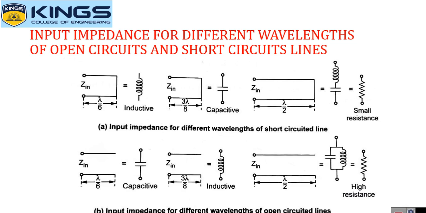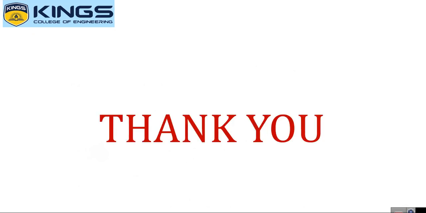Okay, so if the length is λ/4 and it is short circuited, it acts as a series connection of L and C, equivalent to a small resistance. For λ/2 in an open circuited line, the capacitor and inductance form a parallel circuit, so it is a very high resistance. So these are the input impedances for open circuit and short circuit lines.